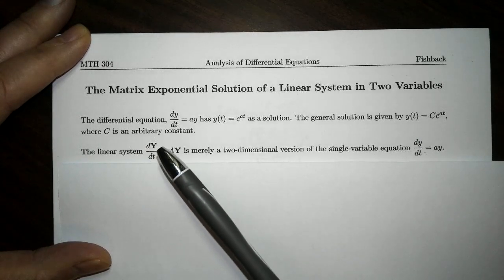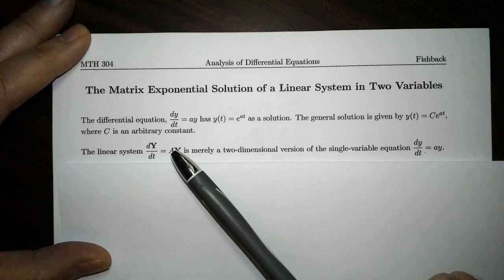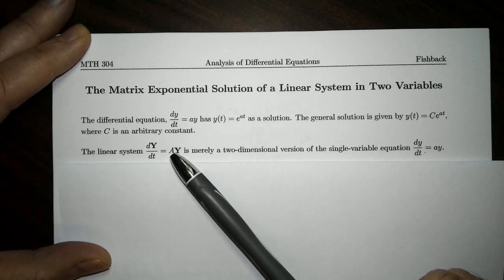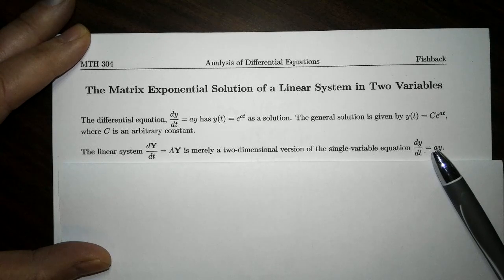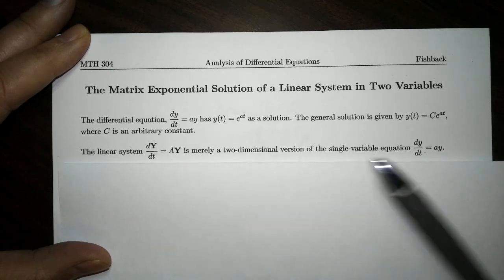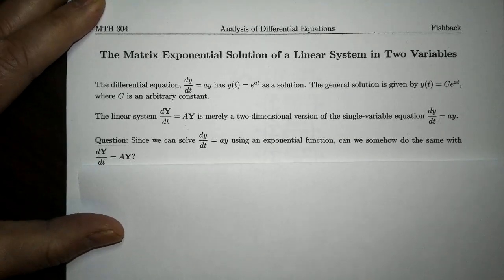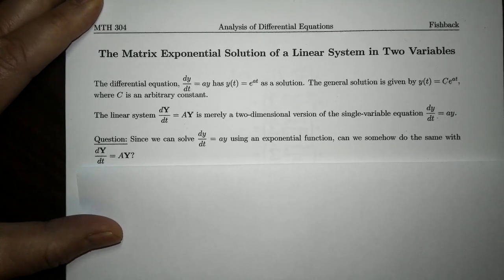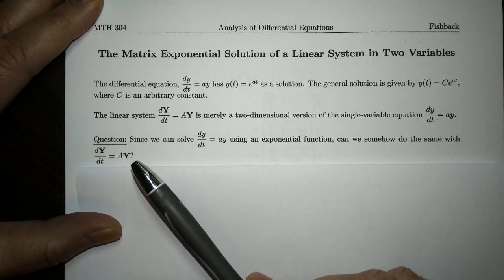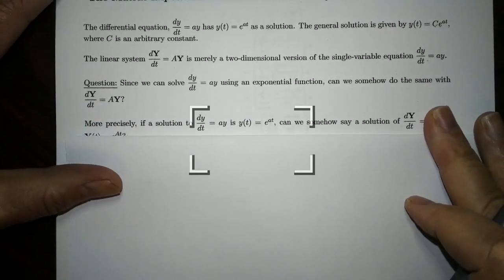So think about dy/dt corresponding to dy/dt. Of course, y is a vector valued function, and the A here is a 2 by 2 matrix, and the a here is a constant. Well, of course, any constant can be thought of as a 1 by 1 matrix, so we see a direct analog between these two equations. Since we can solve dy/dt equals ay using an exponential function, can we somehow do the same with dy/dt equals Ay, the system?